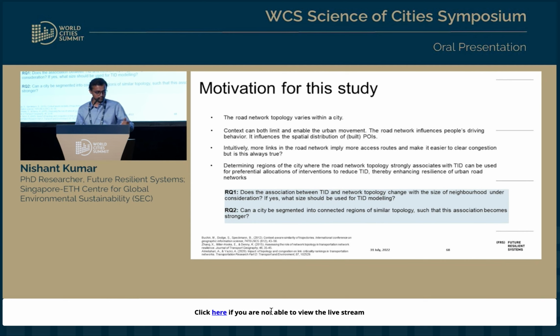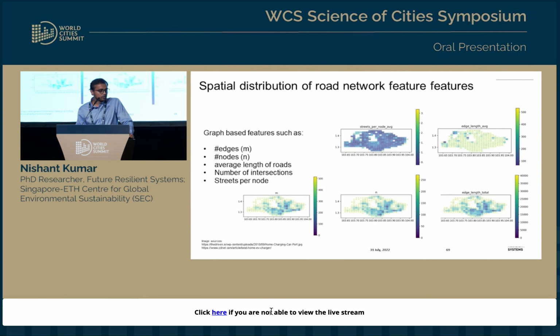In the second part, research question 2, we explored the possibility of allowing for heterogeneous grids, moving away from uniform grids, and having a segmentation of the city which can help us better model the TID and hence reduce the congestion clearance time. Here I have some images of how road network features vary across Singapore, features like edges, nodes, number of intersections, and average length per intersection.